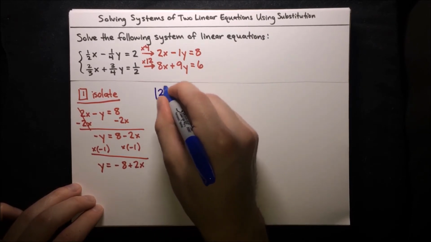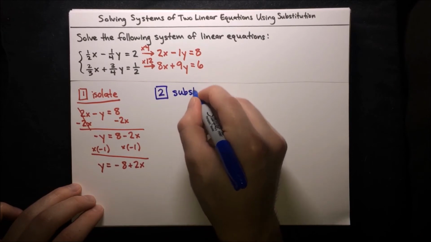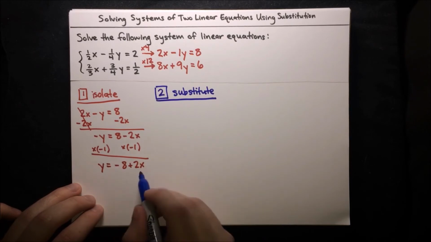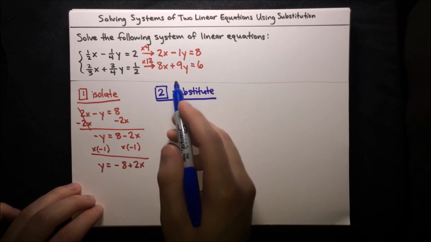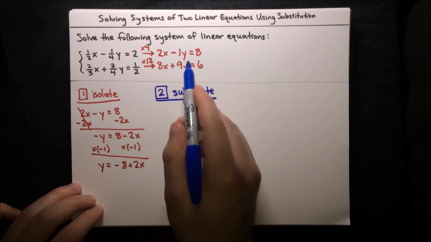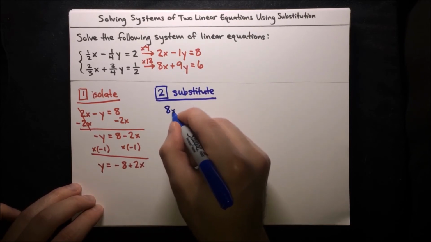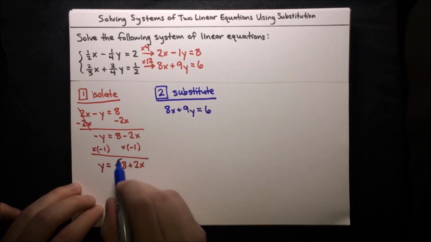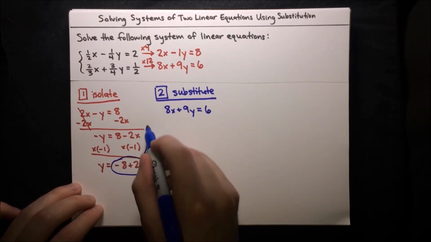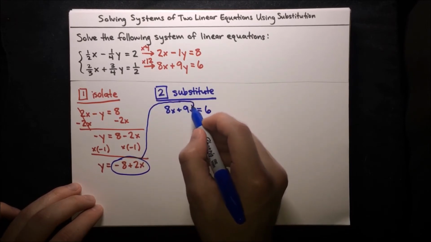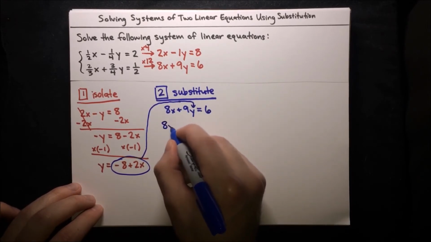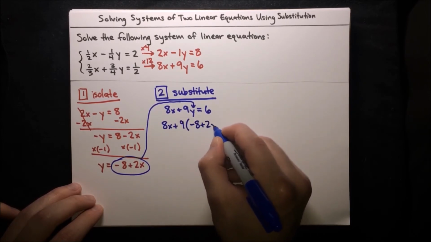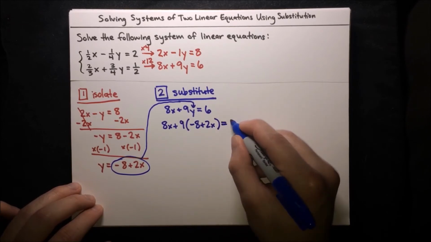Step 2, of course, is to substitute. We want to take that expression that we found for y here and substitute it into the other equation. So we've already used that 2x minus y equation, so now let's use that 8x plus 9y equals 6 equation. And we'll take this expression that we found for y in terms of x, and then we'll plug that in for y here. We'll substitute it in. We get 8x plus 9 times -8 plus 2x, that quantity. That's all equal to 6.